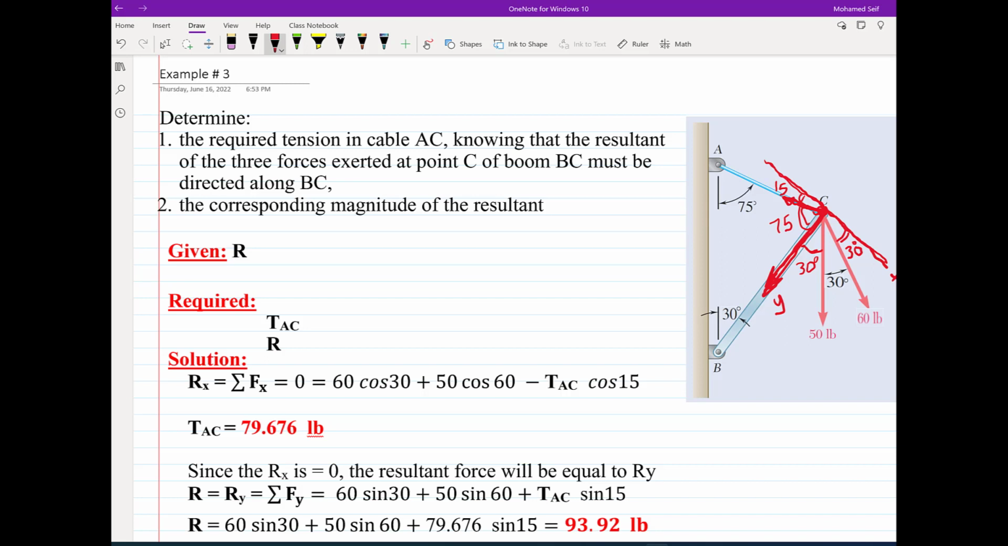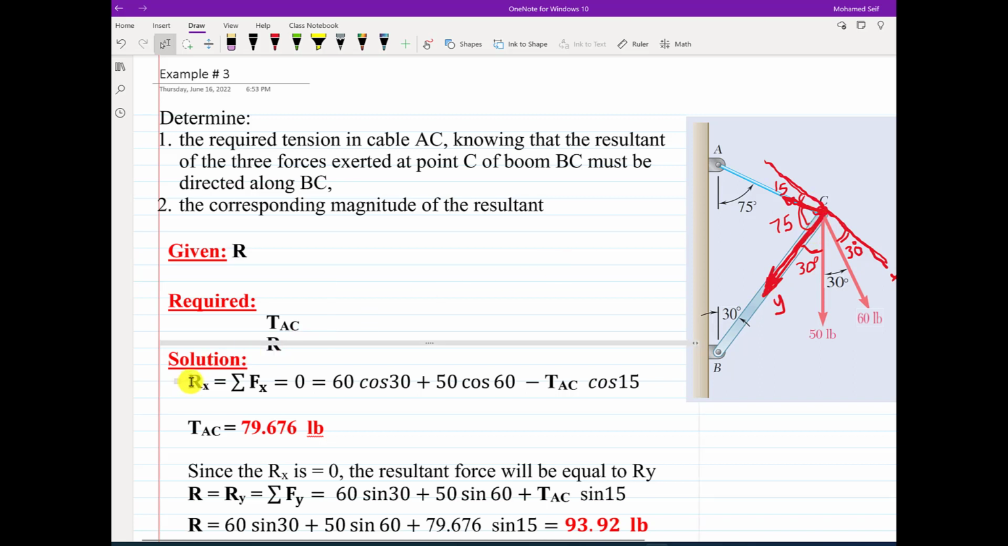To achieve that, the resultant has only direction in the Y direction, so it means that all the X components will cancel each other. Based on that, I use this condition to find out what the tension in CA is. So let's do that here. The resultant force is going to be in CB, so the perpendicular to it, the value will be 0.